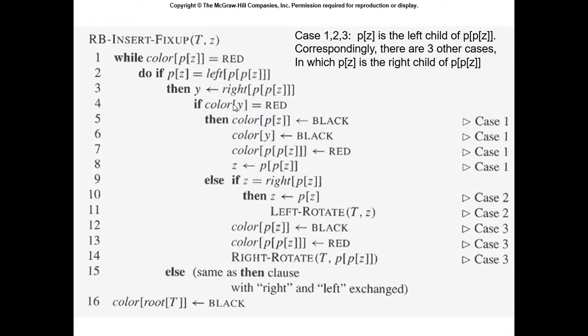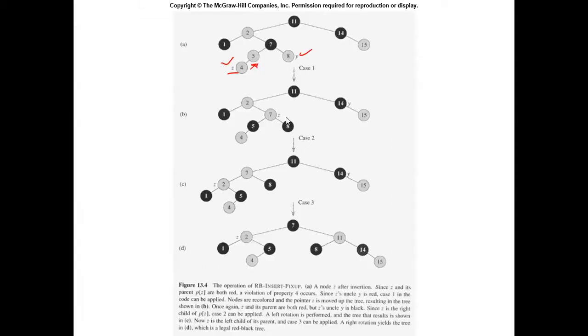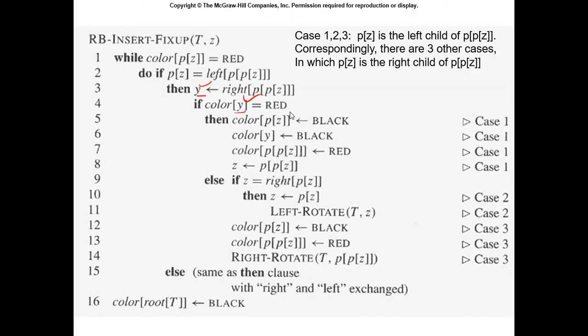In the algorithm also, that is exactly what is mentioned. You can see we have taken y as the right of parent of z, the right side of grandparent, which is nothing but the uncle sibling of z, right? Now we are checking that color here. If that color is red, yes, that color is red here. So in that case, what do you do? Color of parent of z, you make it black, and color of y also make it black, and make the grandparent red, and then advance z to the grandparent, right? This is exactly case one.